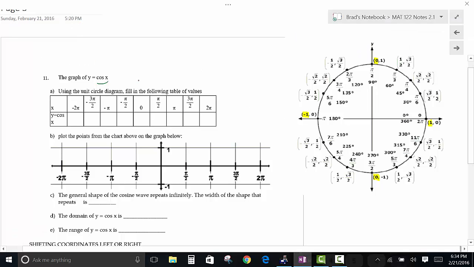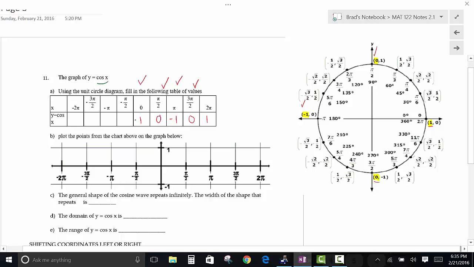Starting with 0 radians, cosine of 0 is going to be 1. At pi over 2 radians, the cosine is going to be 0. At pi, you're going to have -1. At 3 pi over 2, you're going to have 0. And then at 2 pi, you're going to be back to 1, like that.